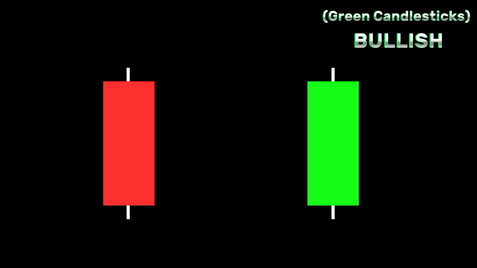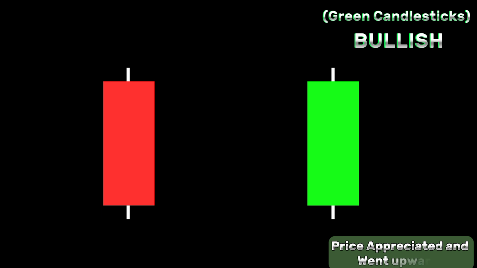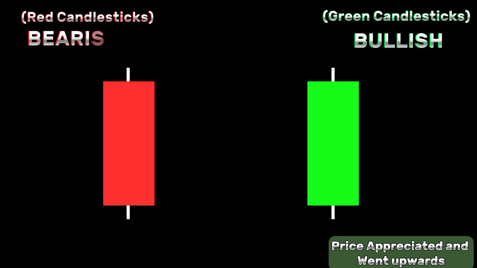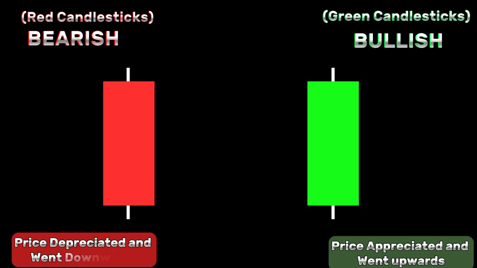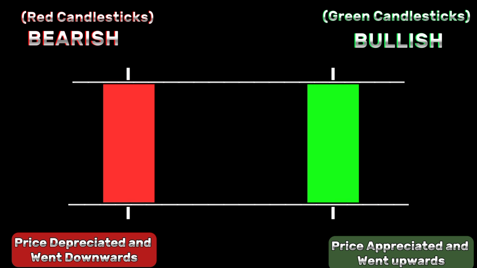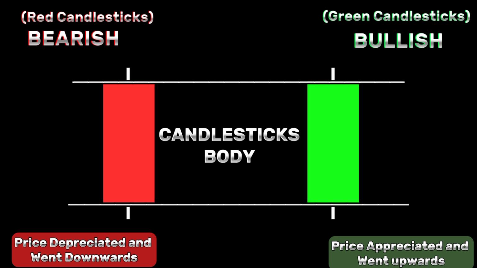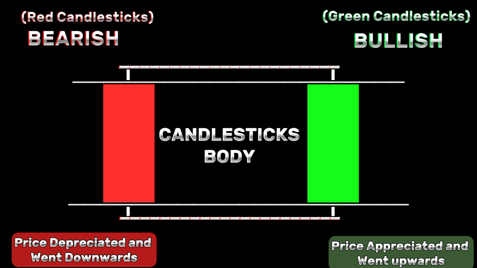Now, here's how you actually read a candlestick. Green candlesticks are bullish because price appreciated and went upwards for the time period. The red candlesticks are bearish because price depreciated and went downwards for the time period. This rectangle area is known as the candlestick body, or the real body. The lines that stick out above and below the candlestick body are known as the wicks, or shadows or tails.